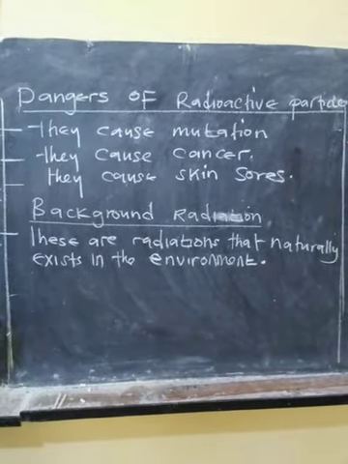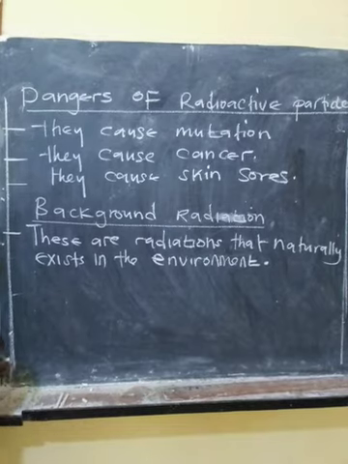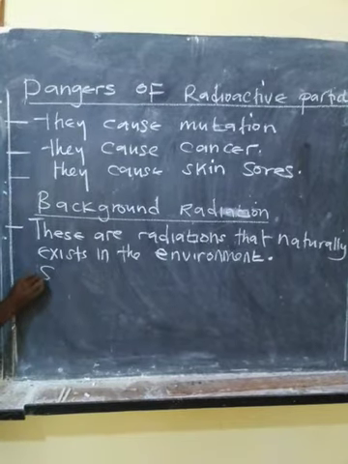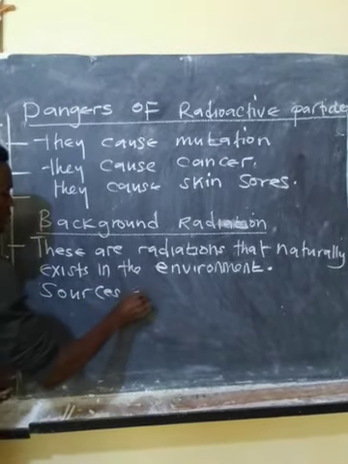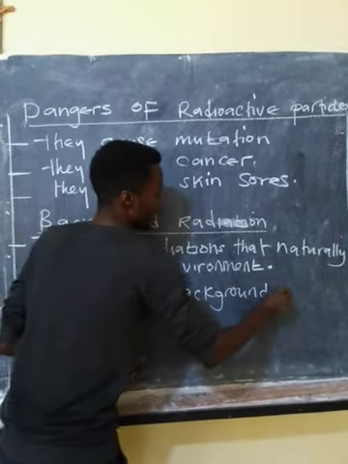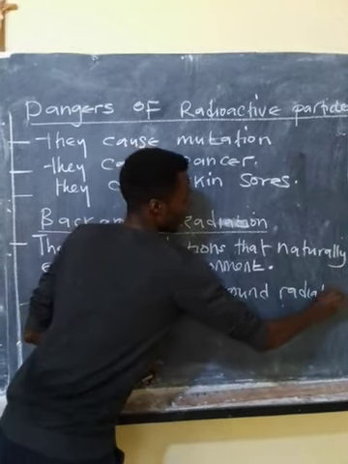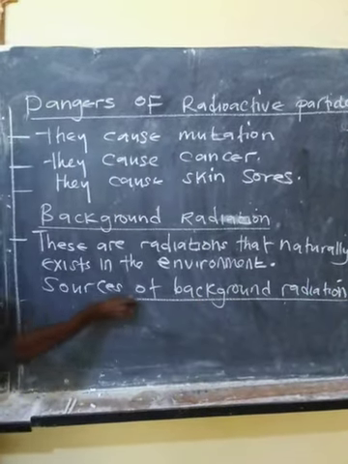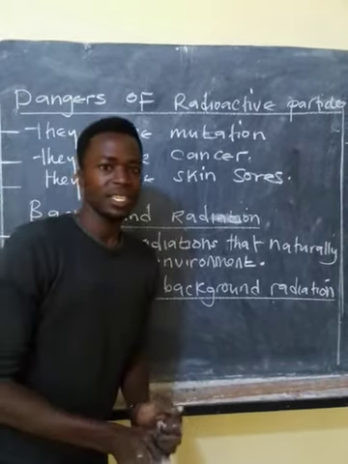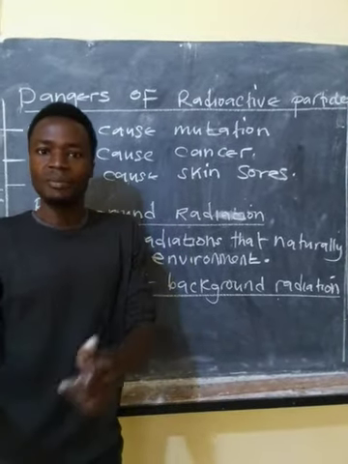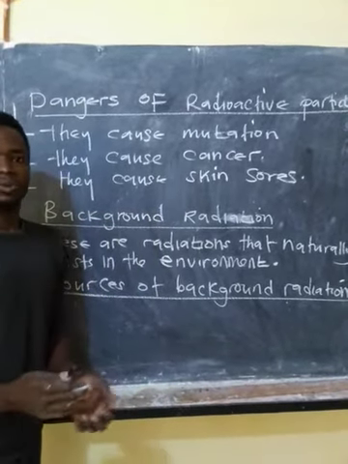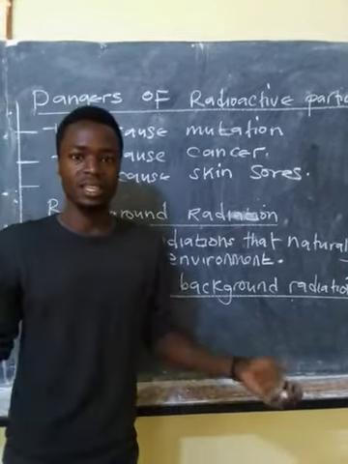Now, what are the sources of these background radiations? Since you are saying they are just there, they exist, where do they come from? So you're simply going to say the sources of background radiations. So the first one, we understand that there are some radiations that are just naturally there. Then some are caused by human activities. So the first one we are going to talk about those which just exist. They are just naturally in the environment.